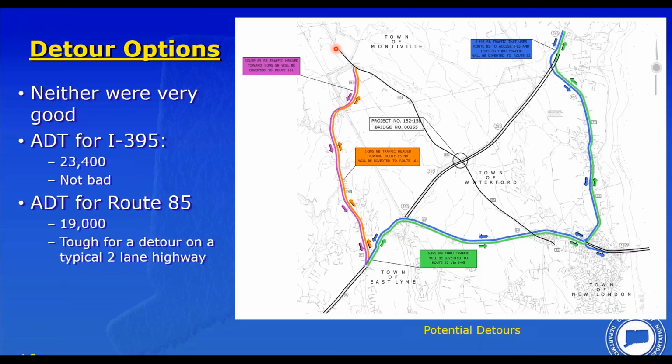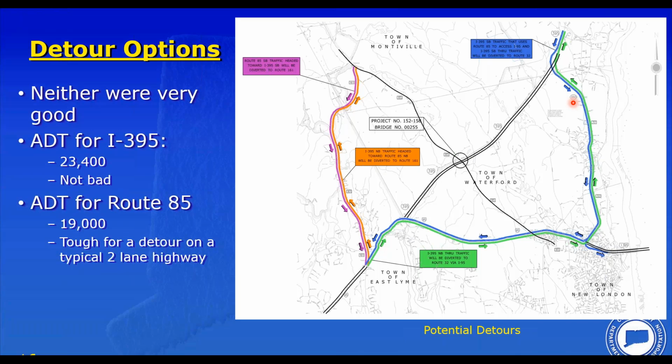For Route 85, the only realistic detour was this Route 161, a 2-lane rural highway that would take you around to, this is Interstate 95 that moves along here, and 395 goes to the north here. So the ADTs were high for both of these. The ADT was almost as high for Route 85 as it was for Route 395, or I-395.